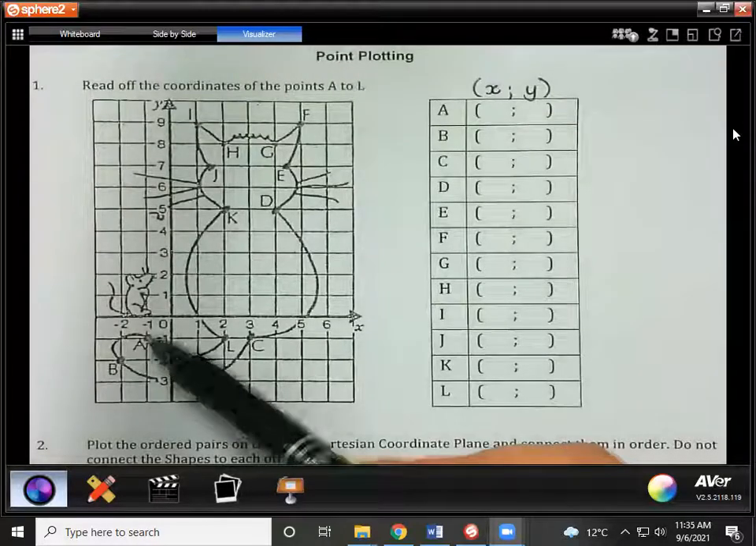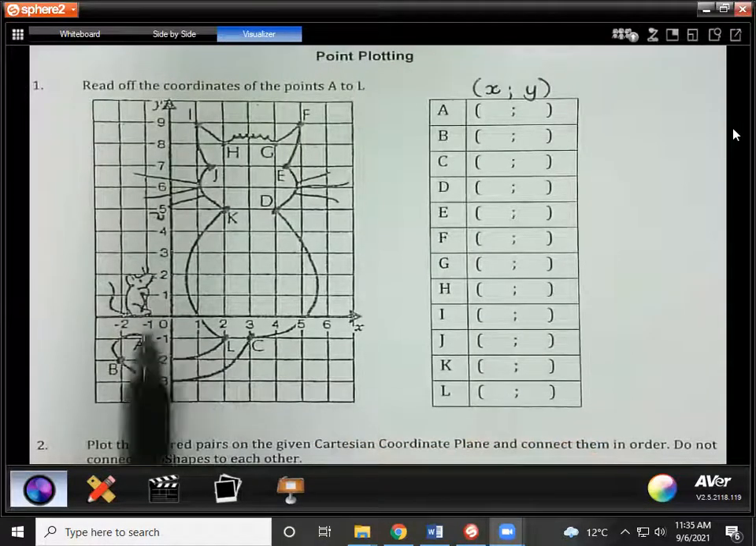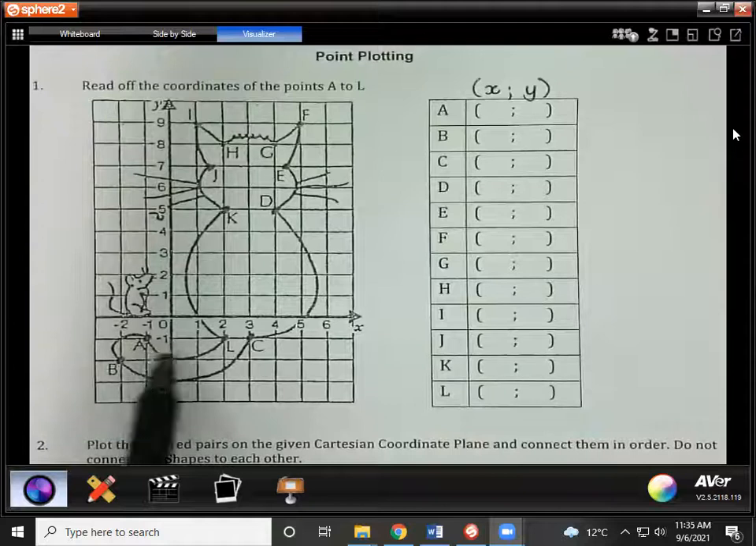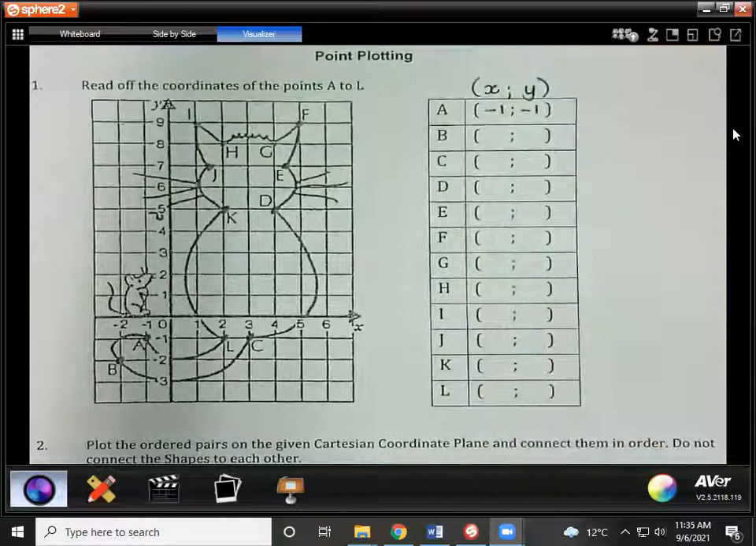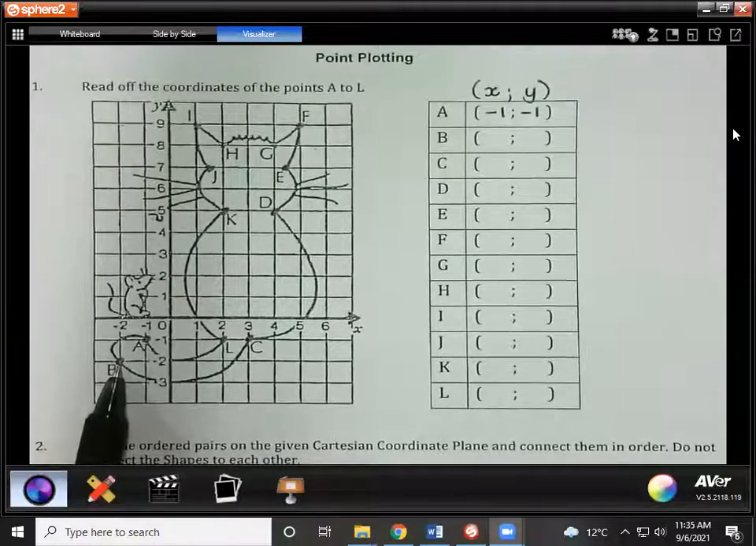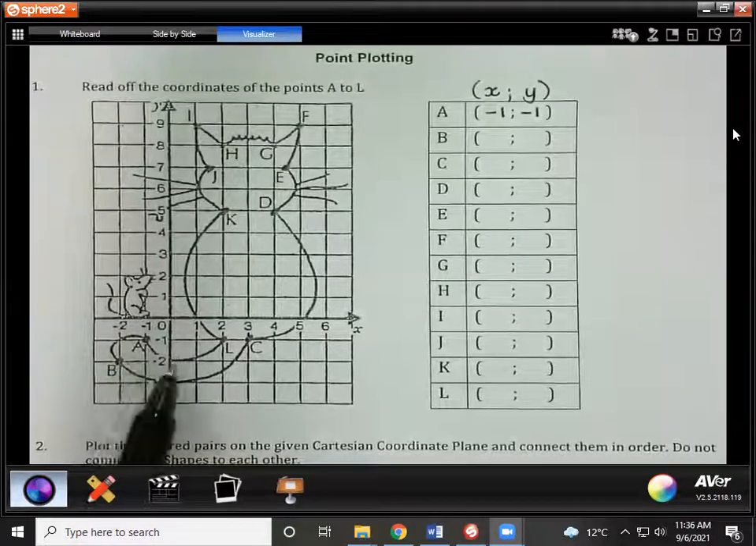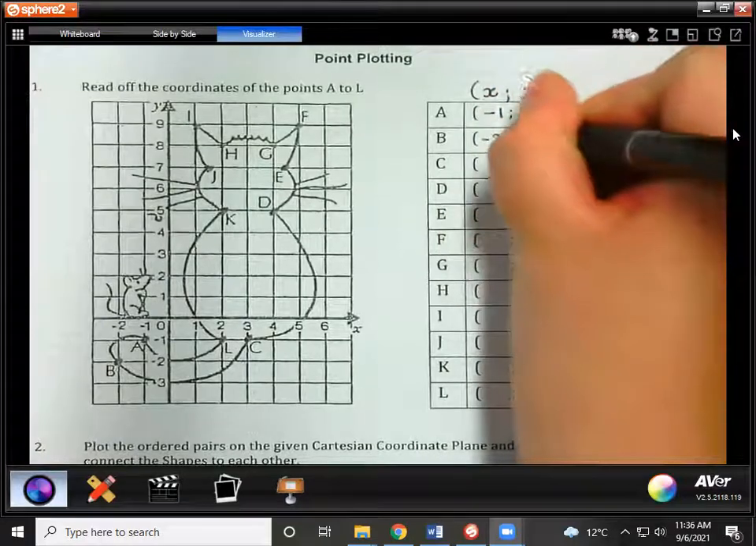So A, the X value is -1. Can we see that? It's just below -1. And what is the Y value? Also -1. So you're just going to fill in -1, -1. Let's look for B. B is just diagonally down from A. The X value of B is -2. Do we see it's directly underneath -2? It's in line with -2, and again -2 on the Y axis as well. So -2, -2.